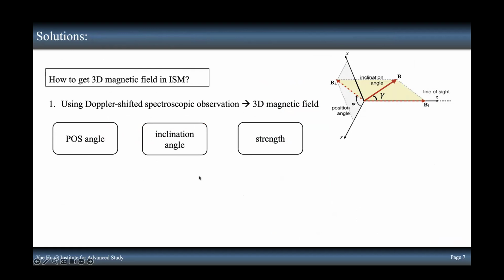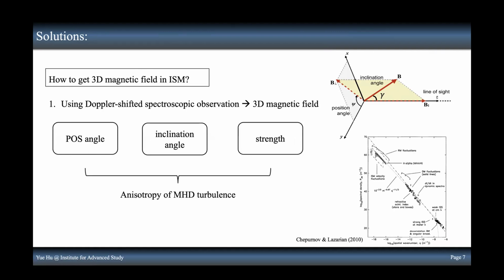Okay, so that's the answer to our previous first question: how can we get the 3D distribution of the magnetic field in the ISM? We can use spectroscopic observations like neutral hydrogen, and we can use the galactic rotation curve. The second question we need to address is how can we get a 3D magnetic field in the ISM using spectroscopic observation? Here by 3D magnetic field, I mean the plane-of-sky angle, the inclination angle of the magnetic field, and the total magnetic strength.